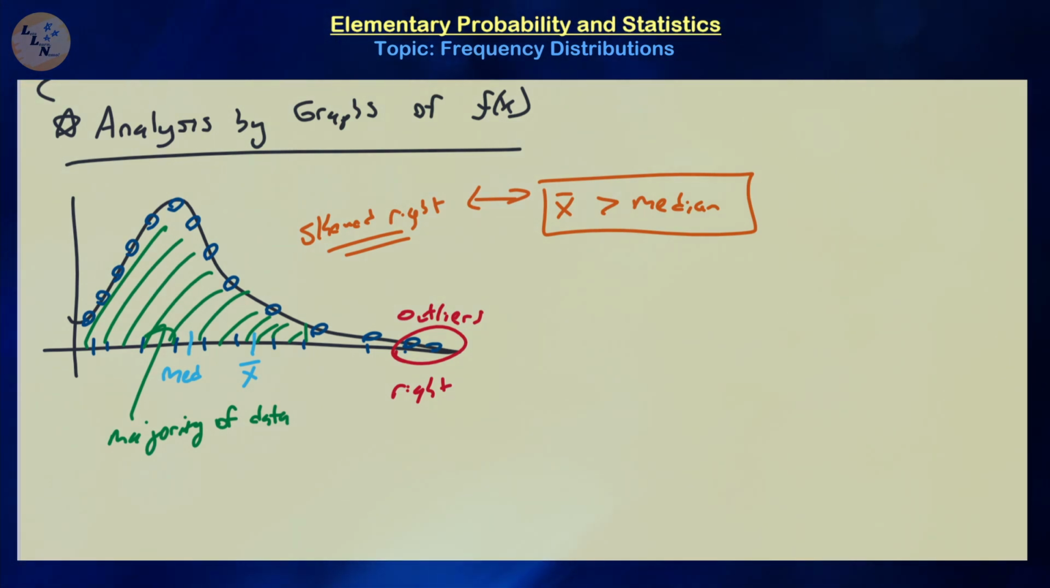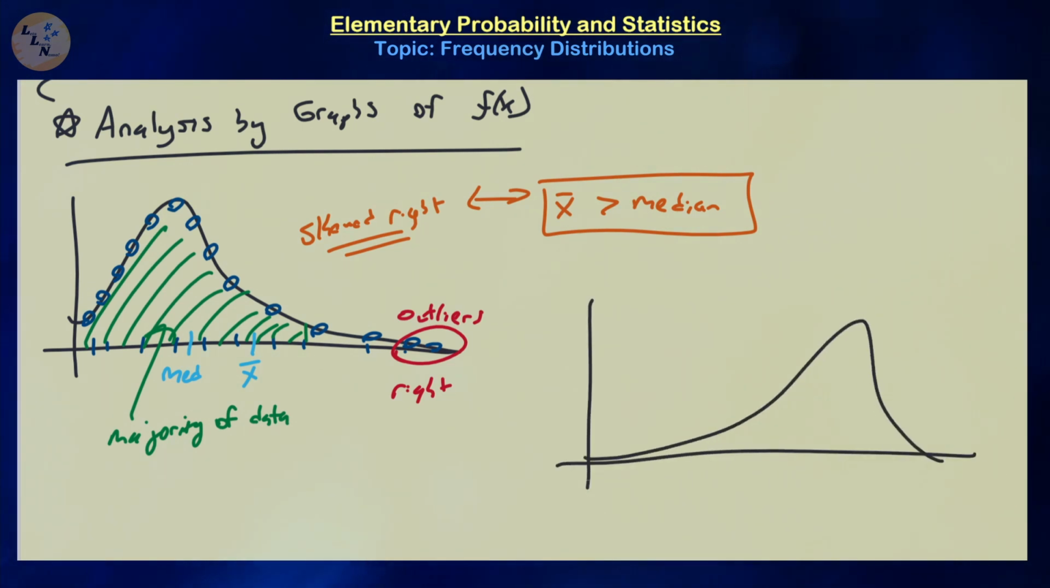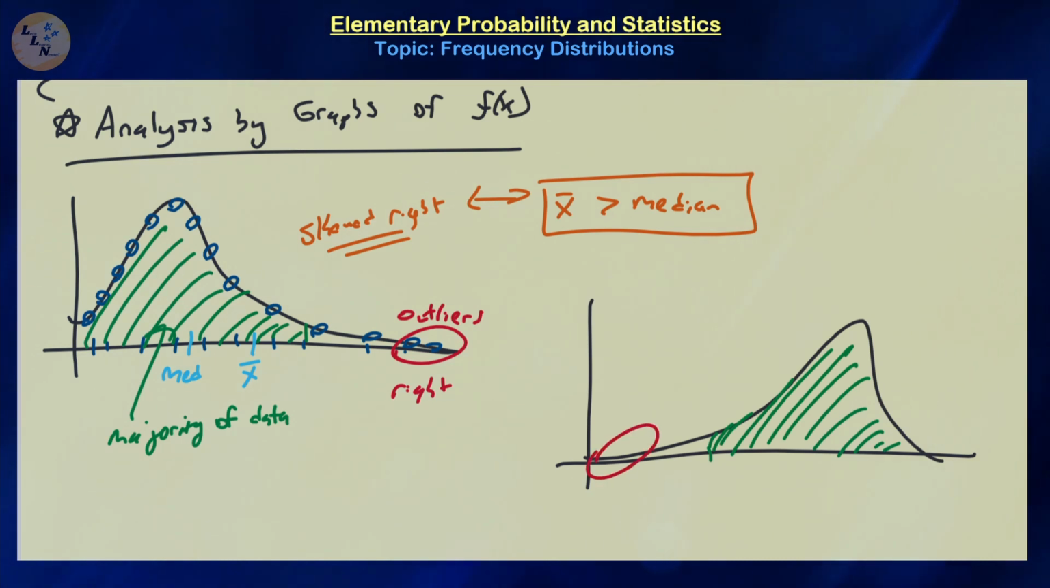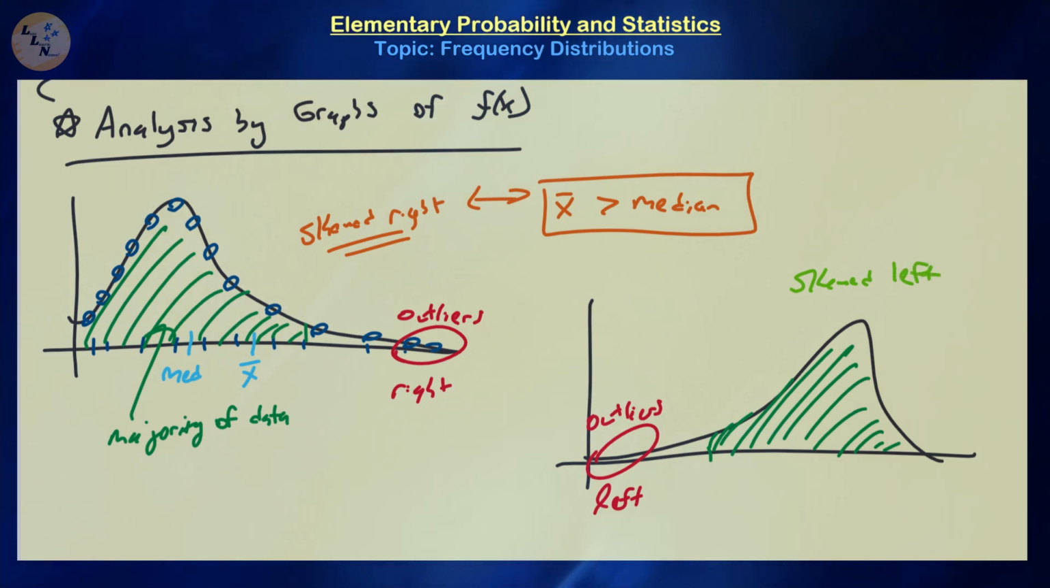Similarly, if you have another data set, so let's assume this is our data set and we have our tail over here, and the majority of our data set is hanging out on the right-hand side of the data set, and we have a couple outliers chilling out over here. So the outliers are on the left, or in the left tail of the distribution, then we're going to refer to this data set as a skewed left distribution.